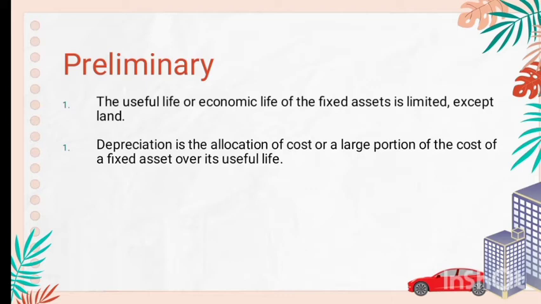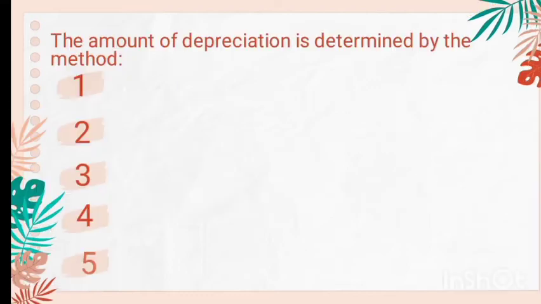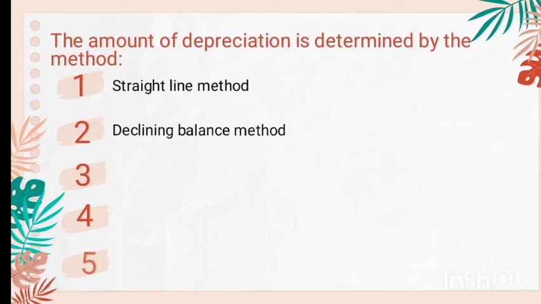Number 1, the useful life or economic life of the fixed asset is limited except land. Number 2, depreciation is the allocation of cost or a large portion of the cost of a fixed asset over its useful life. And number 3, the amount of depreciable value is the difference between the acquisition cost and the residual value, namely the asset value at the end of its useful life.